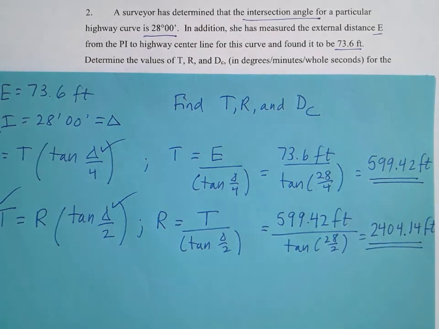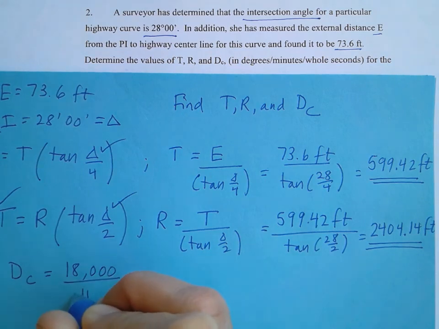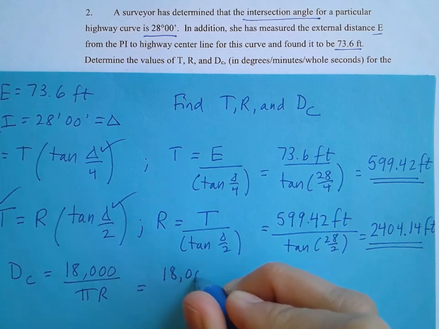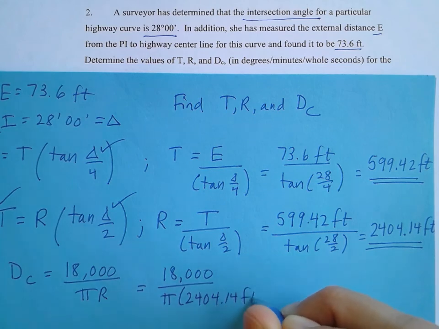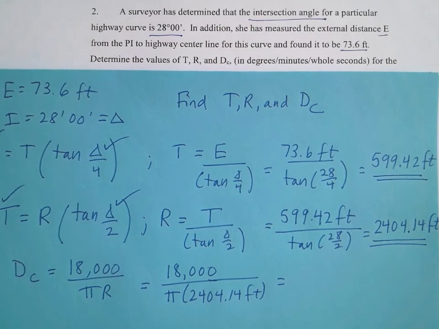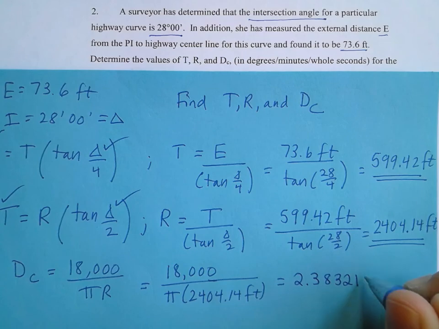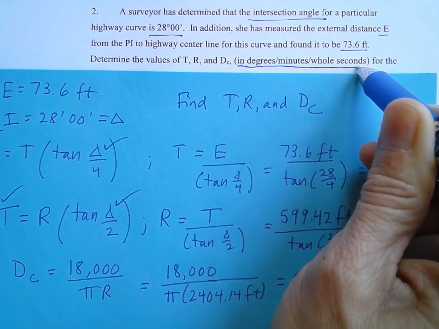Now we're going to find our D sub C. Again, formula from the formula sheet. D sub C is equal to 18,000 over pi times R. In this case, we know our R now, so it's 18,000 over pi times 2,404.14 feet. And remember, for D sub C, we're going to want to take that out 5 decimal places. That's the degree of precision we're looking for here. And so when we do that, we wind up with 2.38321 degrees. But our answer is looking for that in degrees, minutes, and whole seconds.